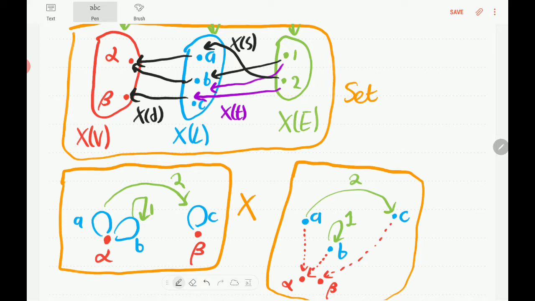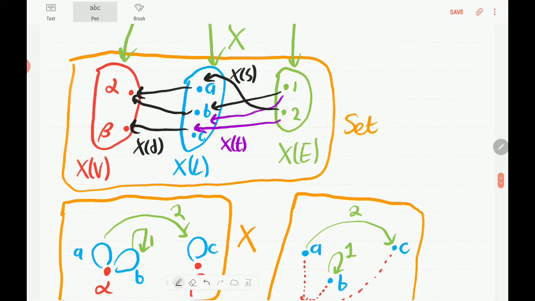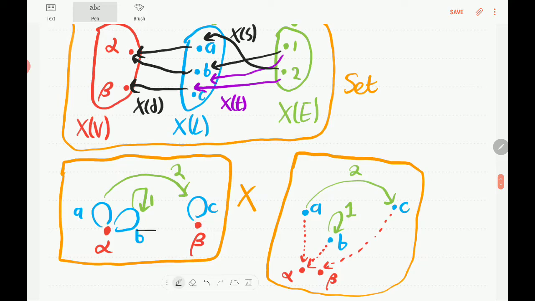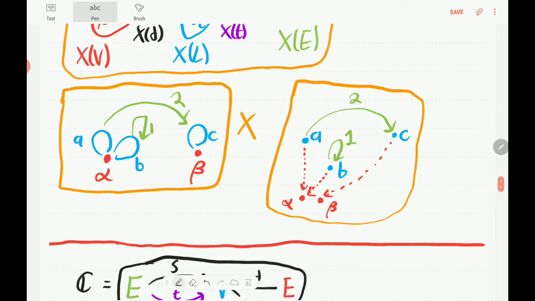But another way we can visualize this: if we have a look at X of V and X of L, we see we have a function X of D from one to the other. So we can visualize that as a bouquet, and it is the loops of the bouquet which are the members of X of L. And they're really what these edges are going between. So we can think there's this graph with green edges, but the edges are not going between vertices, they're going between loops, the loops of this bouquet. So that's another way we can visualize this kind of thing.